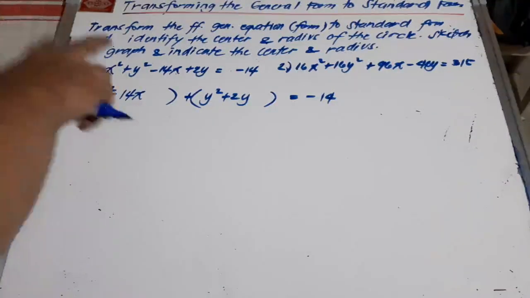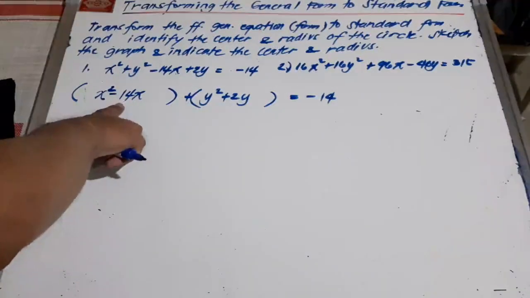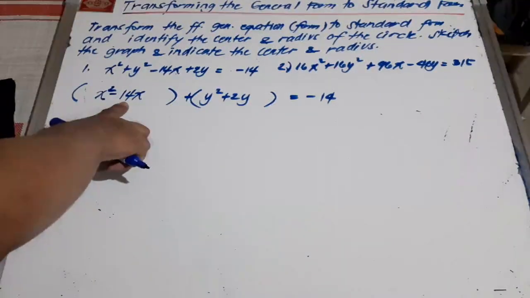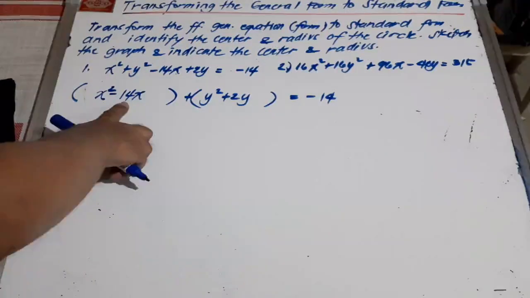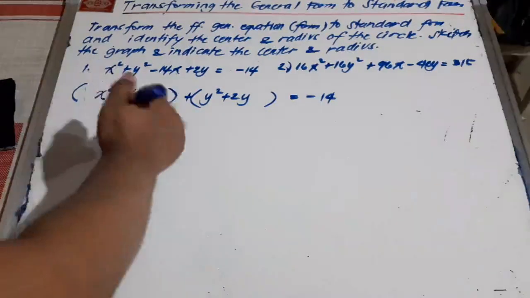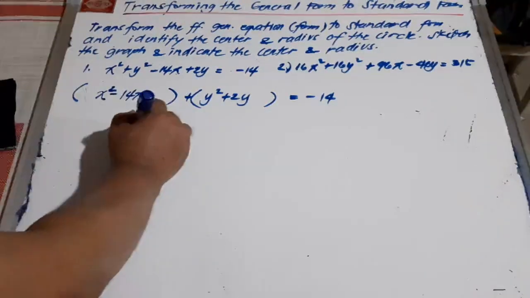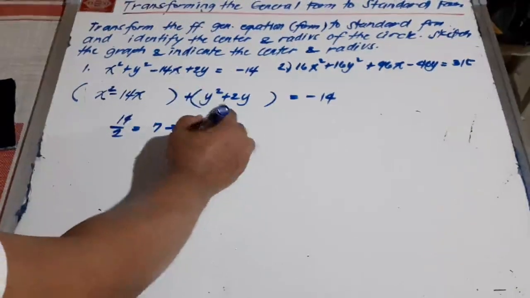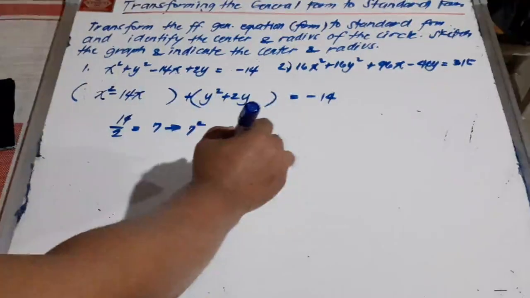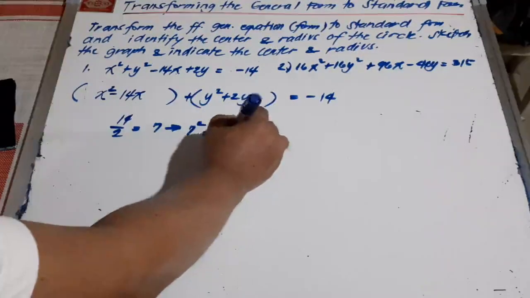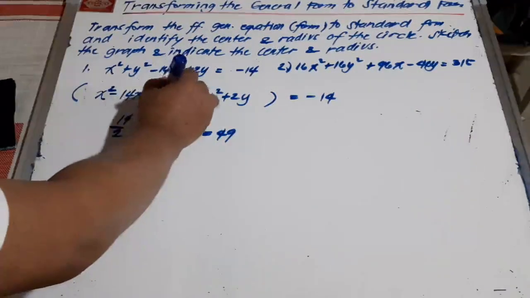So paano? Anong number dadagdag natin dito? We just simply going to divide the coefficient of x by 2. Whatever is the coefficient of x, it will be divided by 2. So 14 divided by 2 is 7. The result is square natin. And 7 squared is 49. So yun ang idadagdag natin dito.